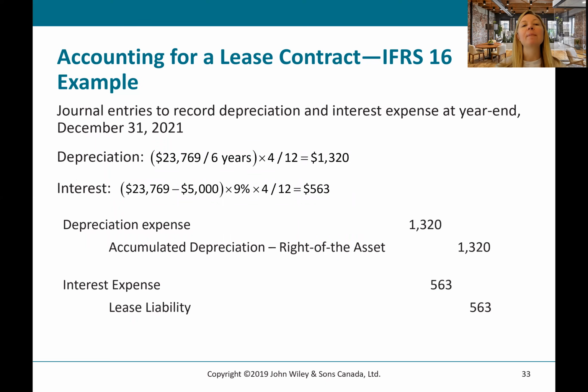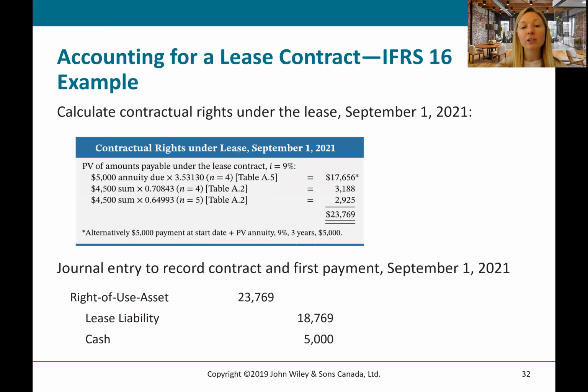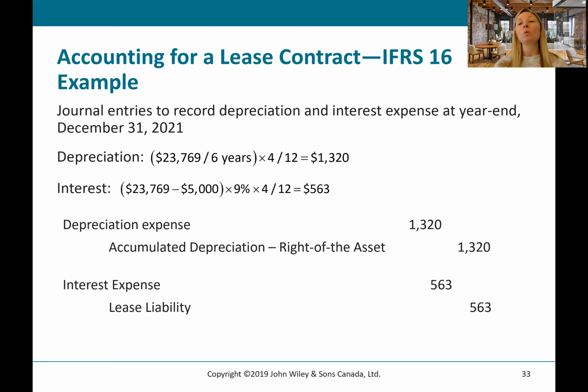So what's going to happen then at the end of the year? So that entry that we just saw right here, where we put on the right of use asset, we established the lease liability and we recognized our first rent payment, which is simply cash. It doesn't go through the income statement on day one. Then what happens at the end of the year? Remember that our lease was established in September. So December is not a full year away.